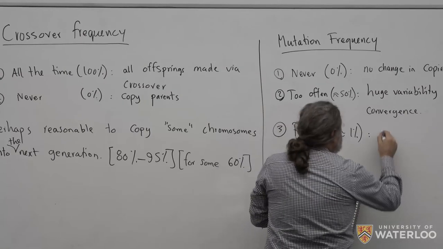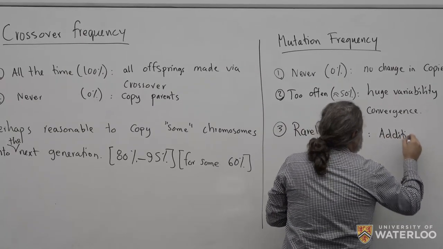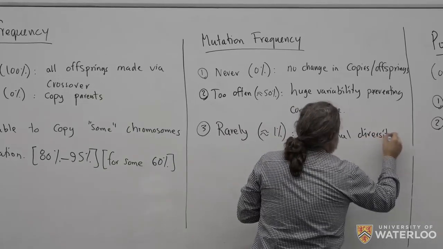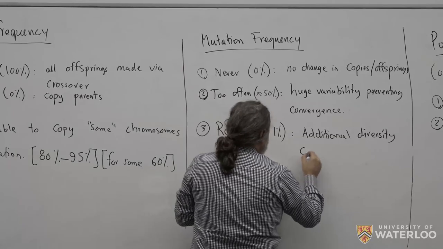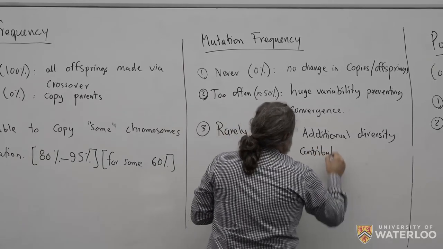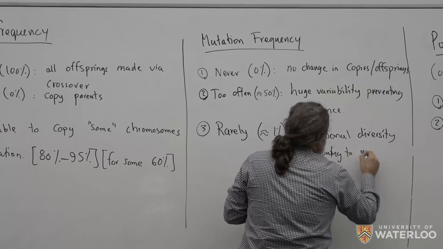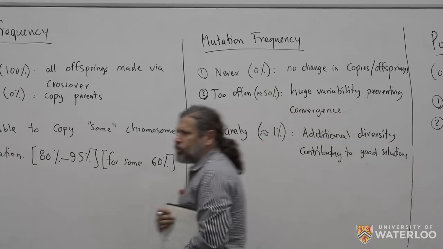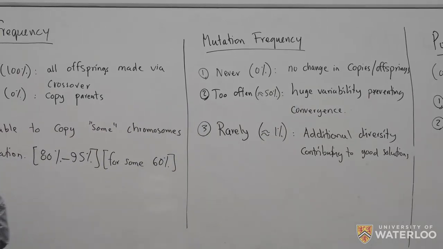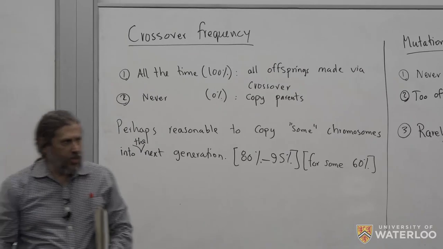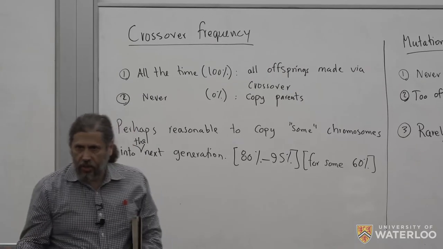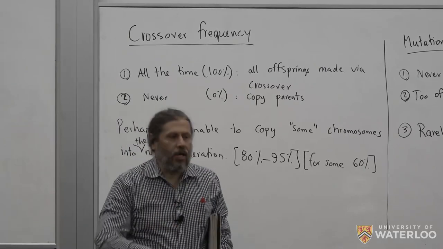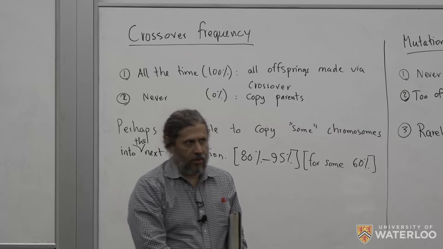So this is additional diversity contributing to good solutions. Why is that? Don't forget, we do crossover. We do reproduction, copy-pasting. The crossover part already brings a lot of diversity. So you don't need to exaggerate it here. Just be modest. Be modest with mutation.